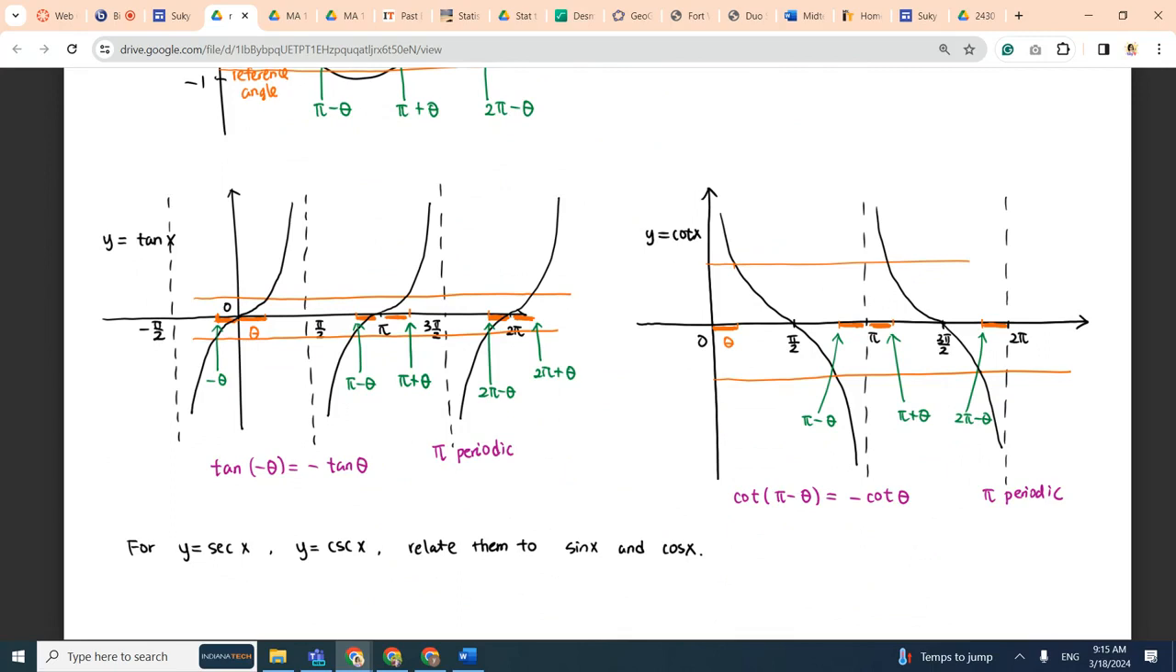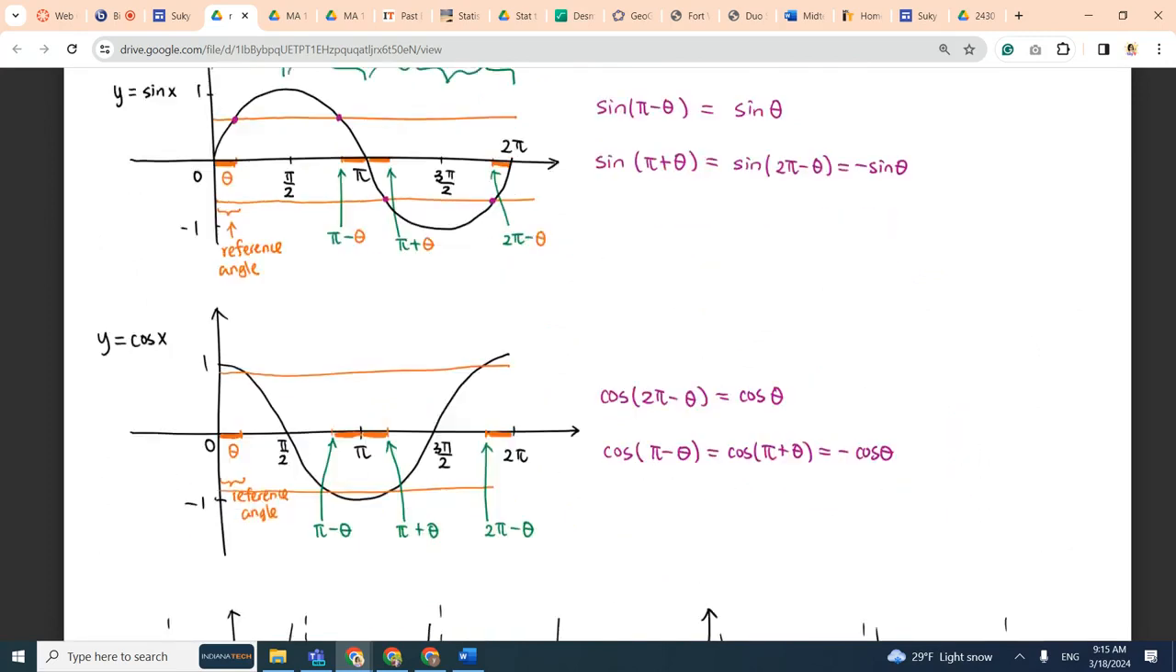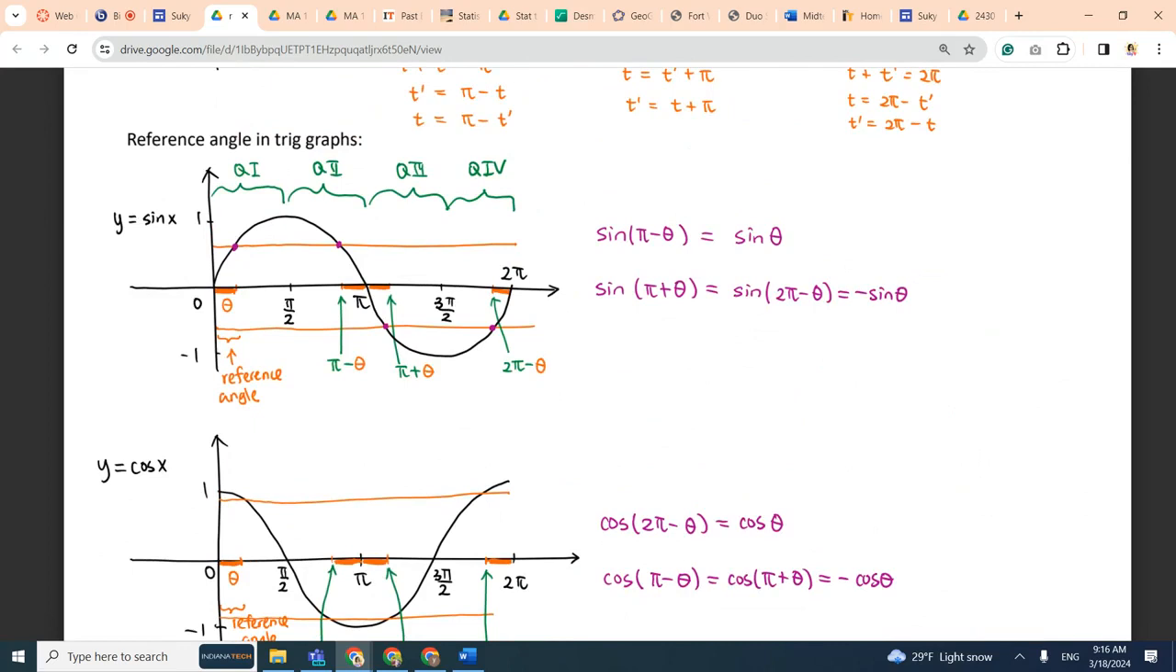This is the reference angles in different trig graphs. And when you see secant and cosecant, you can relate it to sine and cosine, right? Secant is 1 over cosine, yeah? Cosecant is 1 over sine, exactly. Okay, everybody? So if I say secant x equals 2, that means cosine x is 1/2. Yes, everybody? So that's why we don't need to draw the graph of secant and cosecant. Just those 4 graphs are enough. Okay, good.